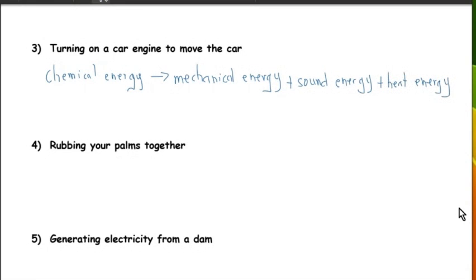Now, if the engine is connected to the batteries, it would then charge the batteries, produce electrical energy, and then you can turn on the lights in the car to get light energy and then other forms of energy. But basically, the main energy transformation is from chemical energy to mechanical energy, or you can state kinetic energy, and then at the same time it produces some sound and heat.